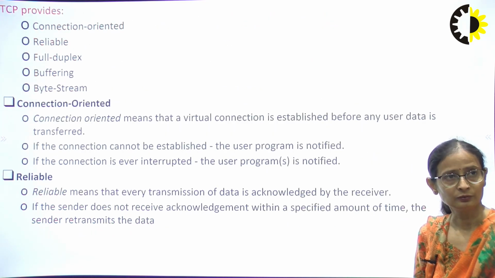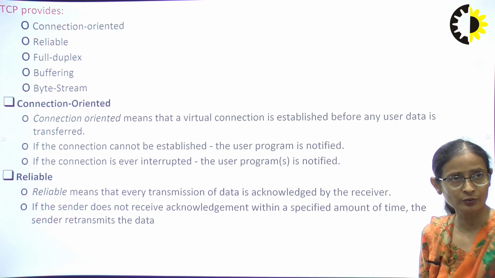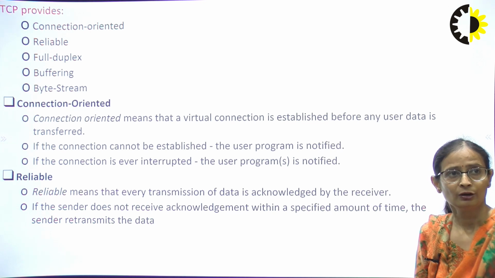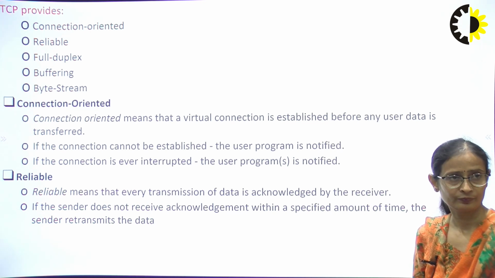Now, what are the properties or characteristics of the TCP protocol? It is a connection oriented protocol, reliable, full duplex in nature, provides buffering, and byte stream.